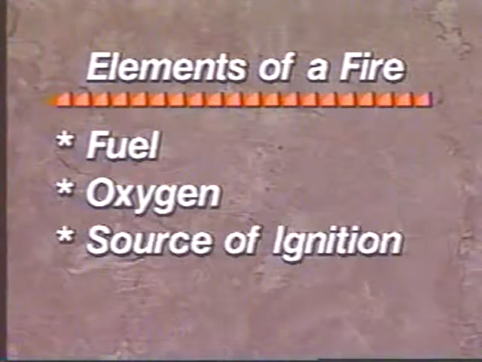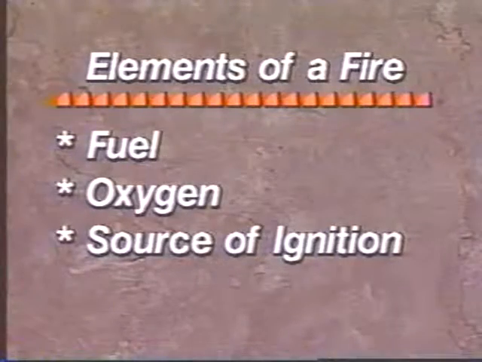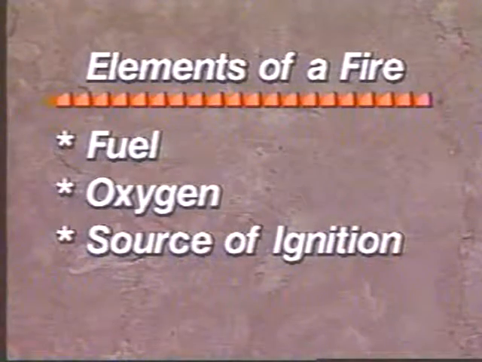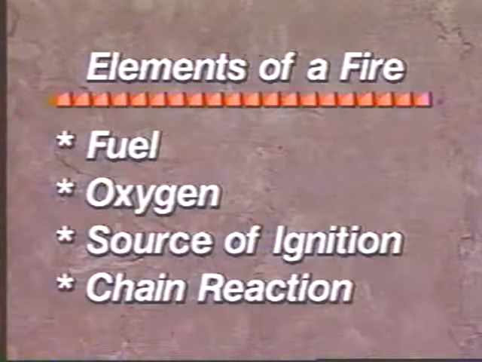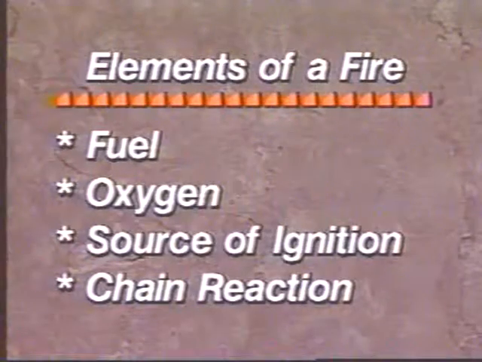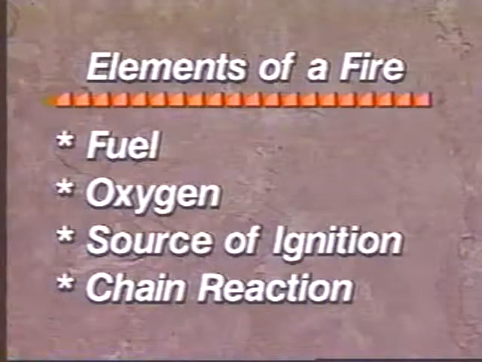The third element is a source of ignition. This can be a spark, heat, or open flame. If the fuel generates sufficient vapors, ignition can occur. The fourth element is a combination of the first 3 elements. When the air, the fuel, and the source of ignition come together in the right amounts, a chemical chain reaction happens and a fire occurs. If we remove any one of these conditions, the fire cannot exist.